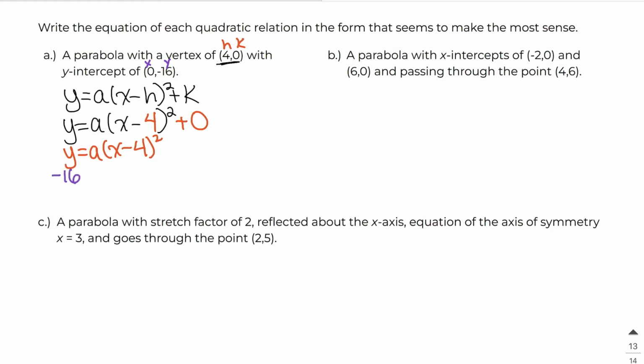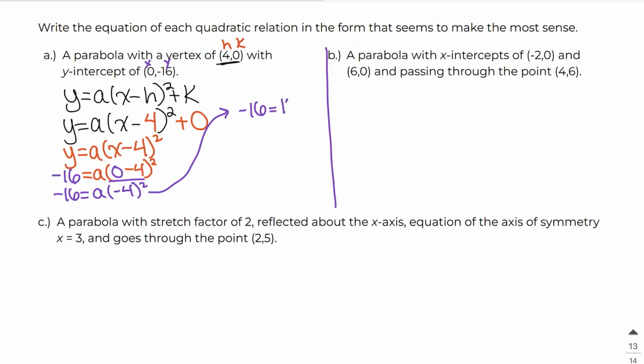So here, instead of y, I'm going to replace it with negative 16. Instead of x, I'm going to replace it with 0. And then I'm going to copy everything else down exactly how I see it. So here I have negative 16 equals a, or 0 minus 4 is negative 4. So I've got negative 4 squared. Just going to come up here because I'm running out of room. So negative 16 equals, negative 4 squared is positive 16. So I get positive 16a. Divide both sides by 16, a is negative 1. Which means that my equation would have to be y equals negative 1, or just negative x minus 4 quantity squared.